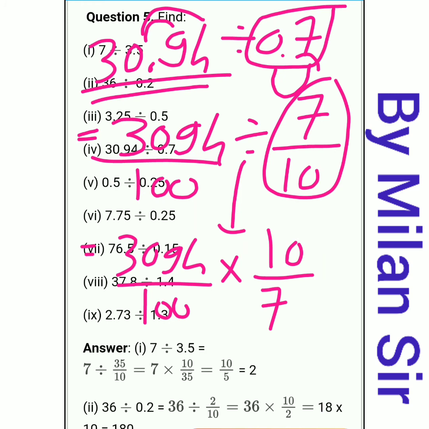We need to change the numerator and denominator. 10 and 100 we can cut here, and we divide 3094 by 7. 7 times 4 is 28, 1 remainder, and so on. If we divide 3094 by 7, we get 442. So in the numerator we have 442, and in the denominator we have 10.